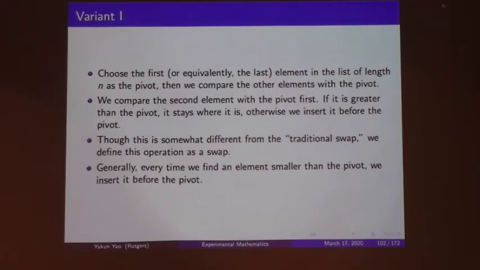Then we have variant 1. In this one, we choose the first, or equivalently the last, element in the list of length n as a pivot. Then we compare the other elements with the pivot. So we compare the second element with the pivot first. If it is greater than the pivot, it stays where it is. Otherwise, we insert it before the pivot. So this is somewhat different from a traditional swap, but we define this operation as a swap. So generally, every time we find an element smaller than the pivot, we insert it before the pivot.